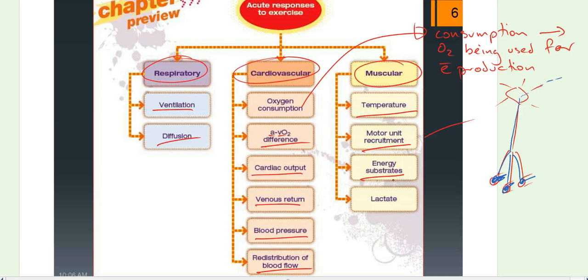Energy substrates. When we look at the use of energy substrates, so here we're looking at creatine phosphate, glucose or fats, because they're being used to help in the production of energy, they actually decrease when we do physical activity. They're one of the few things that actually decreases. The majority of acute responses result in increases.